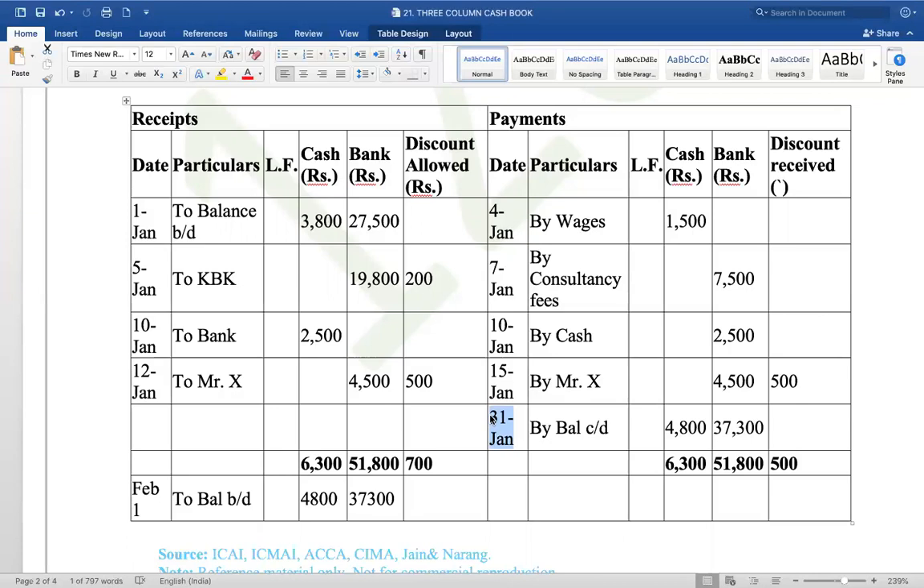Okay, and let's look at the bank. Yes. Sir, I didn't understand that dishonored one, sir.